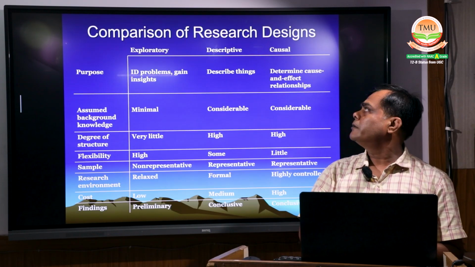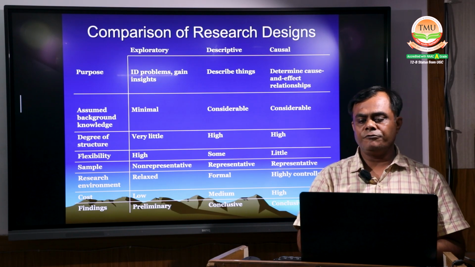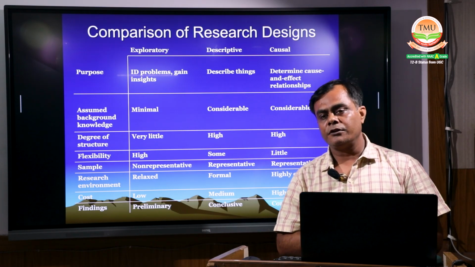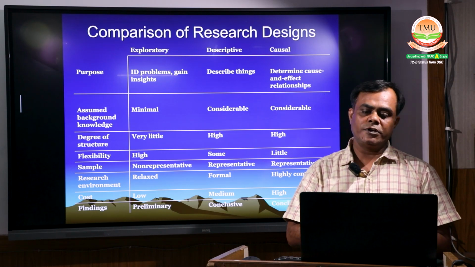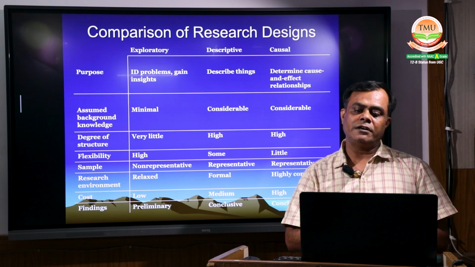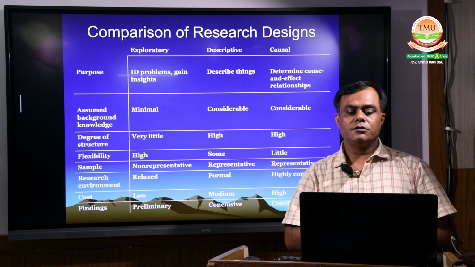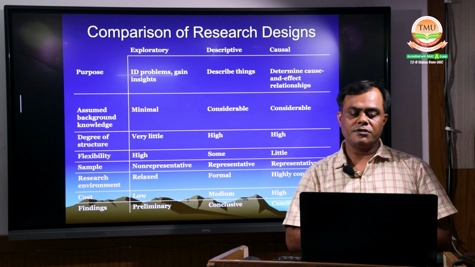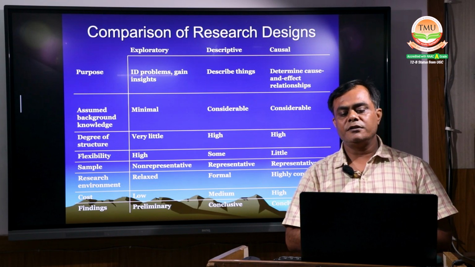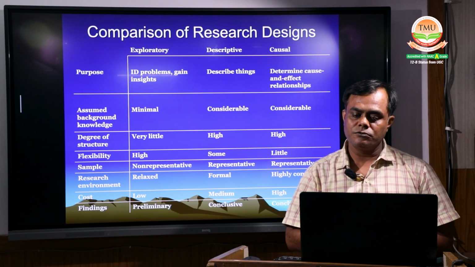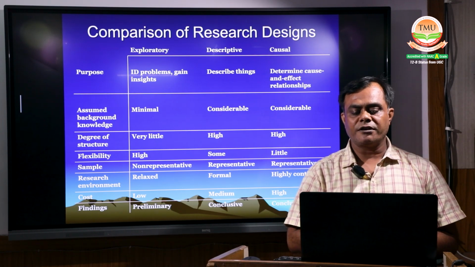Next slide is the comparison of the research designs. We are comparing three significant research designs: one is exploratory, second is descriptive, and third is causal. On the basis of purpose, exploratory research design gains insight into the problem, descriptive describes things, and causal determines cause and effect relation.